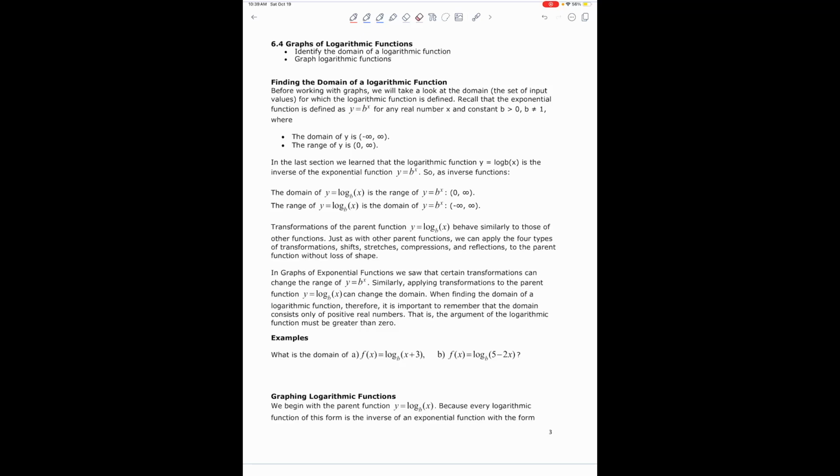Section 6.4, Graphs of Logarithmic Functions. In this section, you're going to identify the domain of a logarithmic function and graph logarithmic functions. First, finding the domain of a logarithmic function.